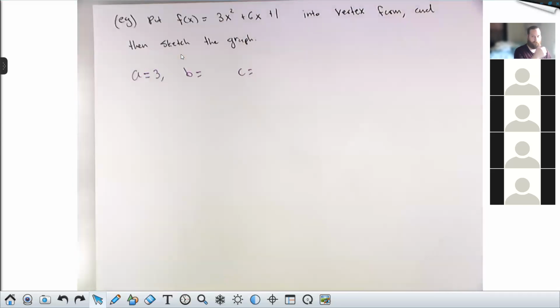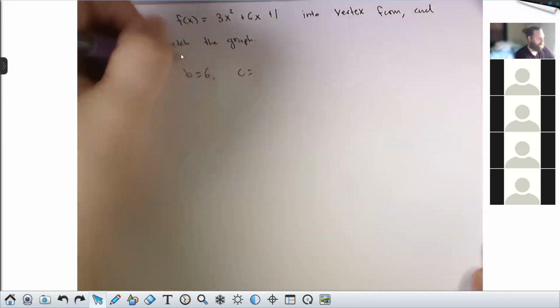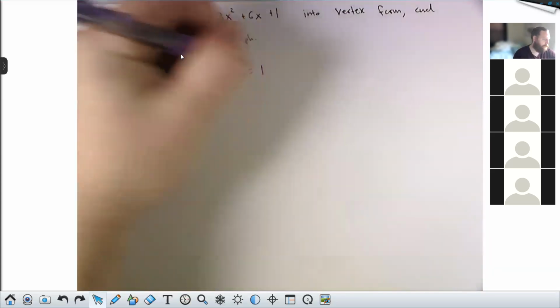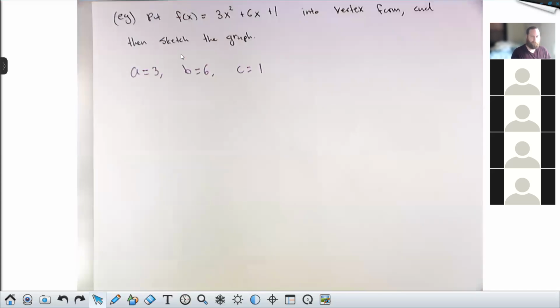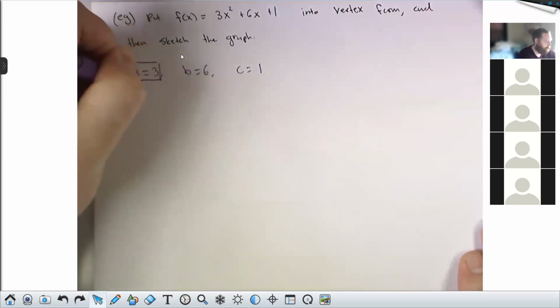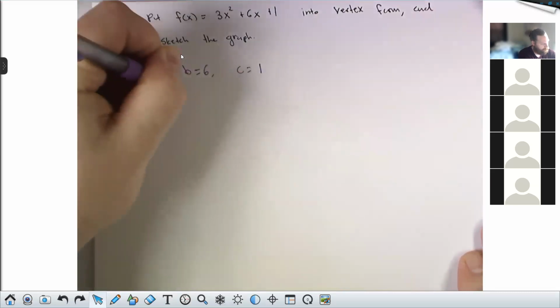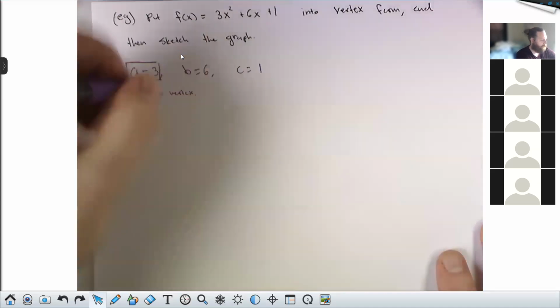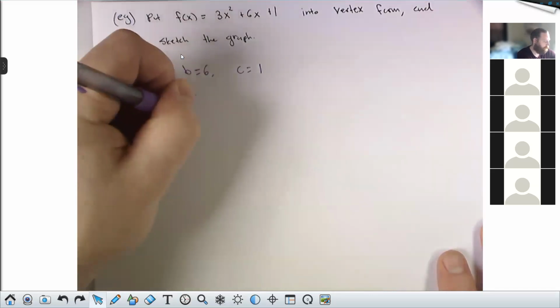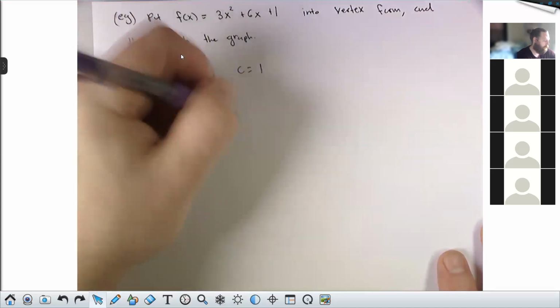What is b? What is the linear term? 6. Thank you. It's in chat. And the constant term, c? That's 1. Excellent. Okay. So to put this into vertex form, I need h and k. We already know a. This will be the same in vertex form. We know that vertex form is f of x equals, and you do need to remember this, a times parentheses x minus h all squared plus k.